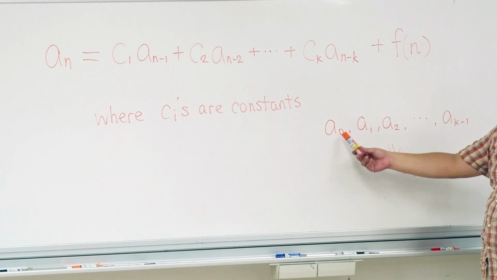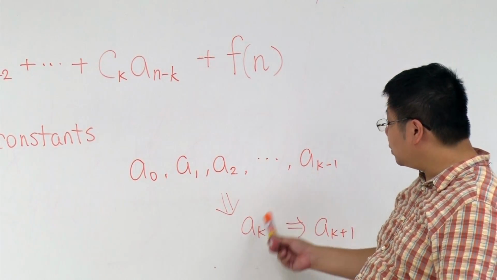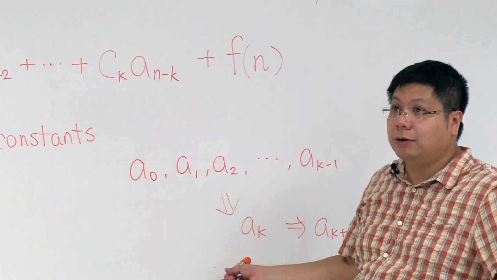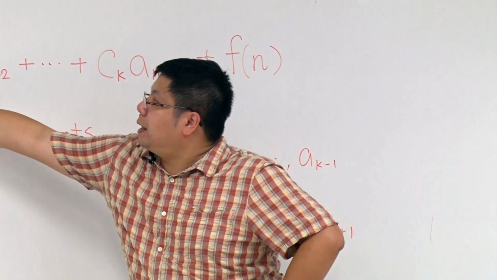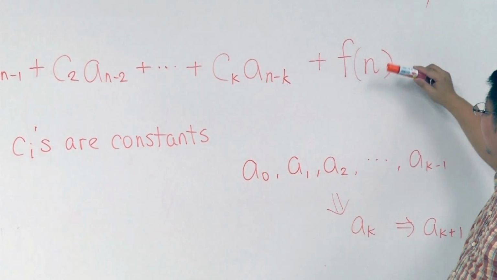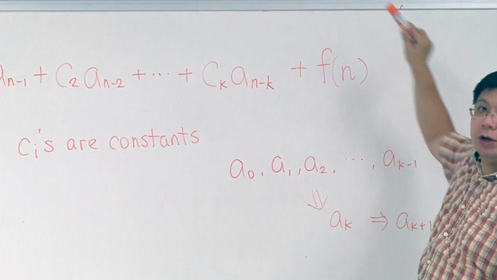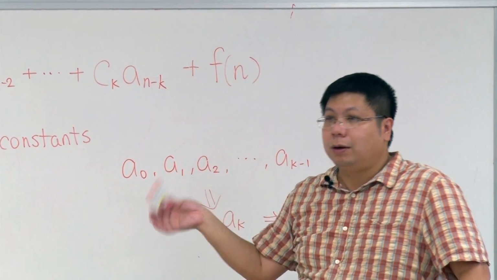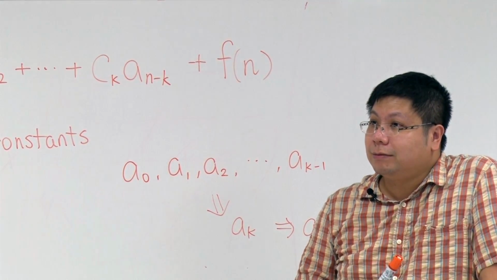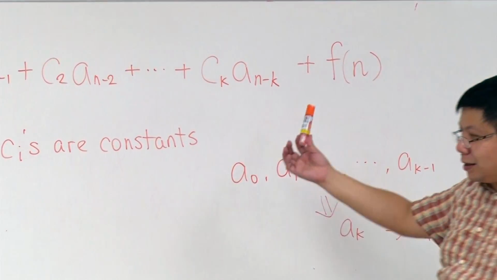If I give you the values of A0, A1, A2, up to A_(k-1), then I will still be able to compute A_k. Does that make sense? Because I have all the terms here, I plug in the value of k and I will know the value of f(k). Then I have each term on the right-hand side evaluated, so I will get A_k. Okay, so this is a very general way. Let's look at a simple example.